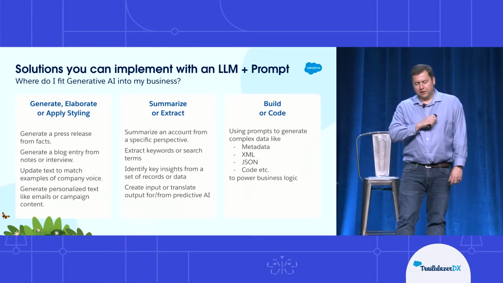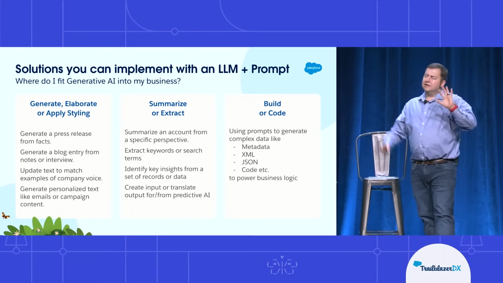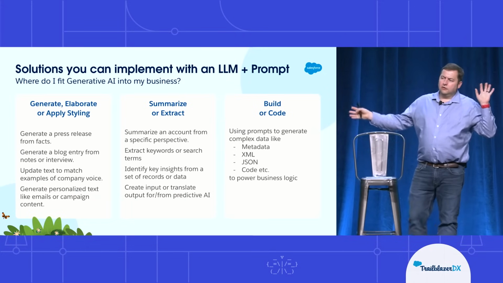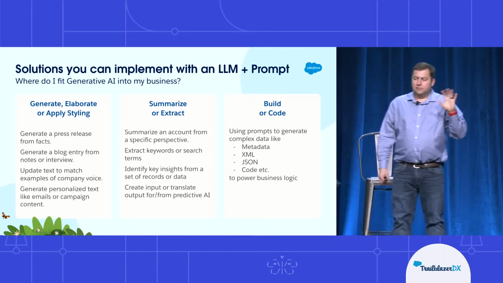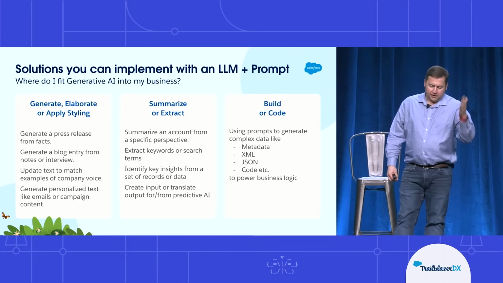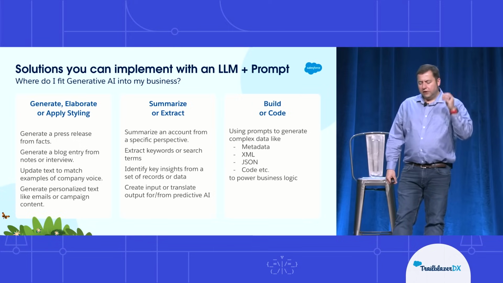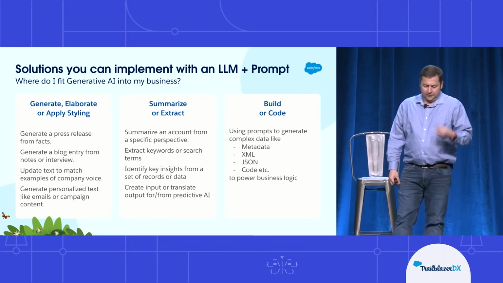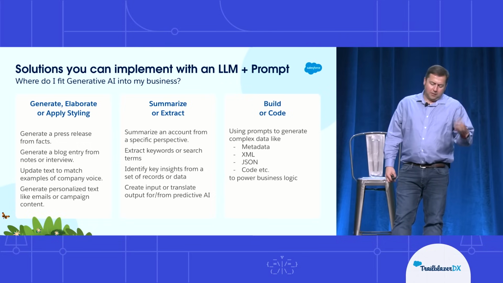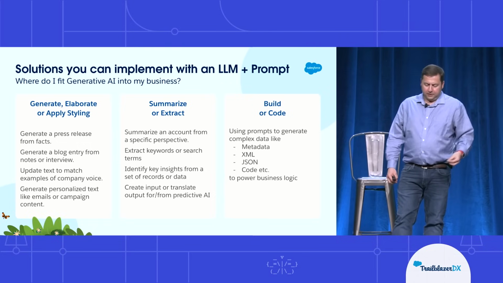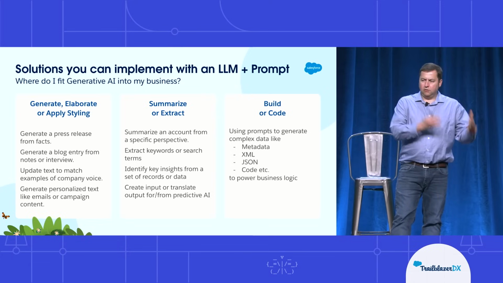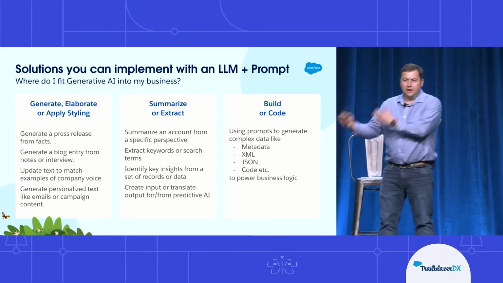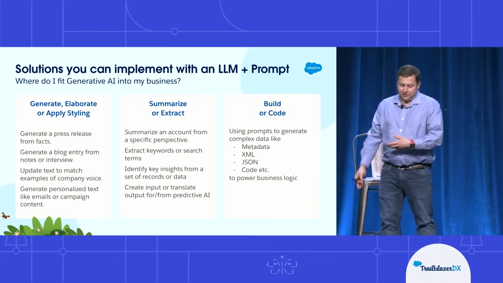So let's talk about what it can do. Generative AI, and this is not all generative AI can do, it can do a lot more, but I wanted to give you some use cases to ground you on. No pun intended, unless you like puns, then it can be a pun. Generate or elaborate or apply styling. Generate a press release or a blog entry or text to match a company voice, or personalized text like emails. I love the fact that we're generating the oldest technology we use in a company with the latest technology. So now we're generating emails with AI.